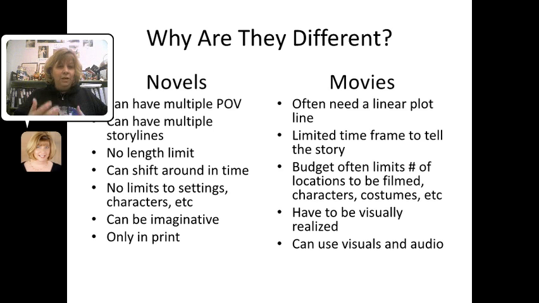And the movie has to be visually realized. In a novel, you can have this really imaginative fantasy thing, but in the movie, you have to find some way to show that to the audience. It can't just exist in their brains. And the movie, though, in addition, where the book only has the print and the words, a movie can use the visuals and can also use audio, everything from obviously the sound of the actors' voices to a soundtrack to sound effects and other sorts of things that help you get that other dimension in a film.